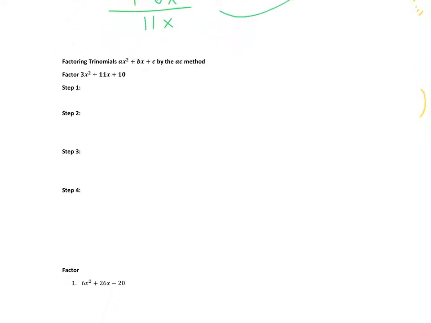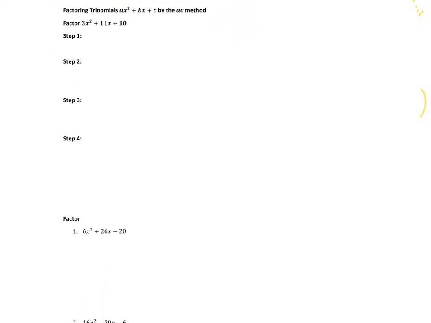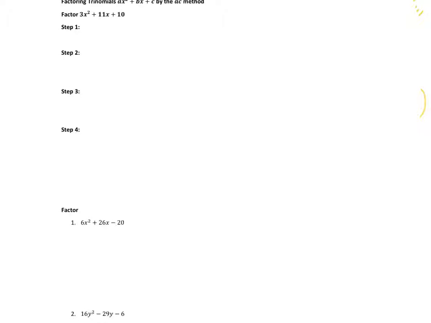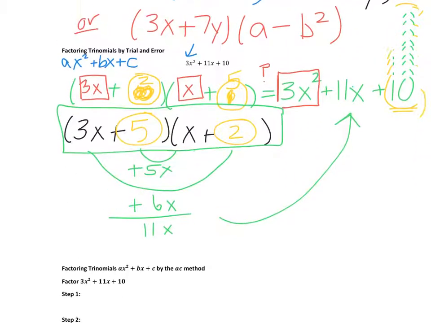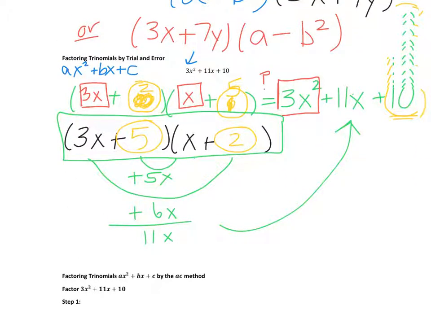Some people like the AC method because it can be a little bit more efficient. The trial and error is good. Let me go back up here. Trial and error is good if our first term and our last term are either prime numbers, or they don't have a lot of products.